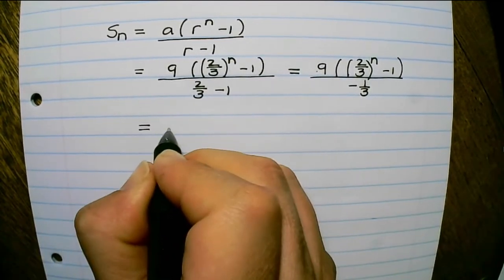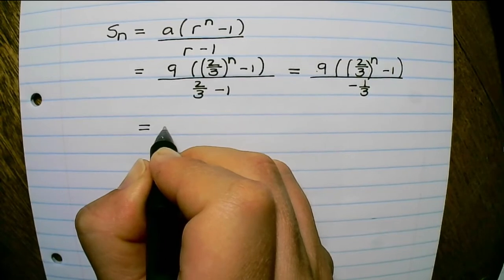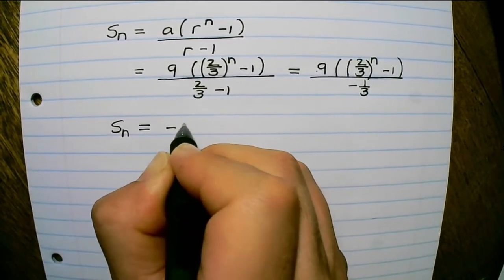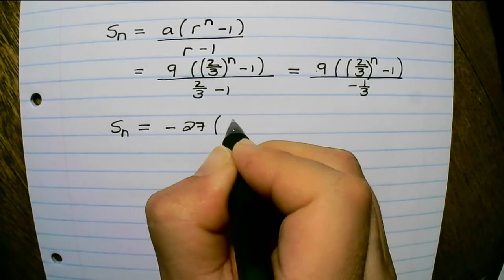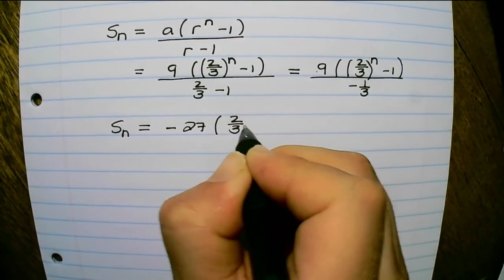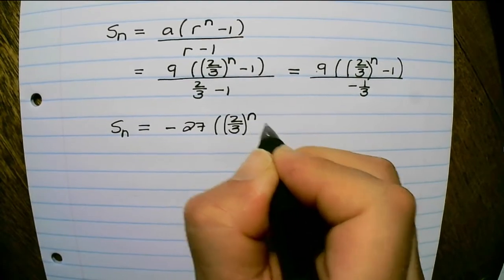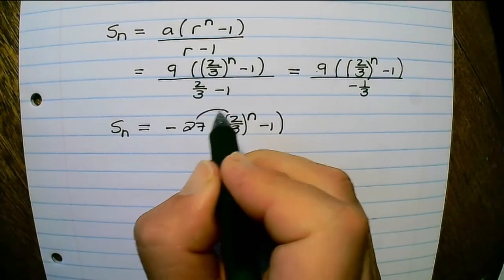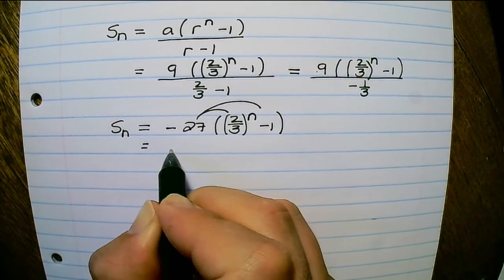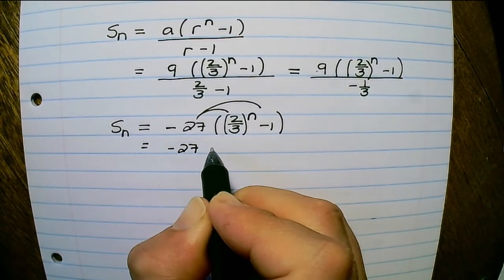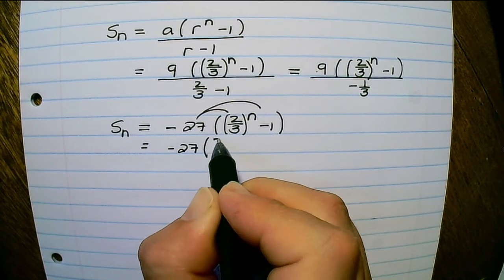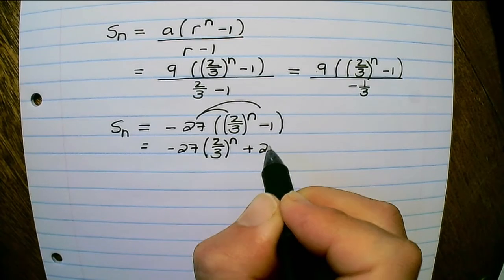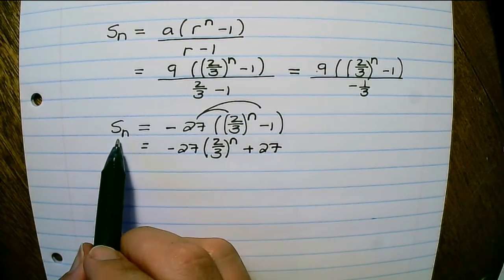So we can simplify even further, and we write it as Sn is equal to −27, and in brackets we have (2/3) raised to the power of n, minus 1. And if I multiply out, that will become −27 times (2/3)^n plus 27. And this represents the sum Sn.